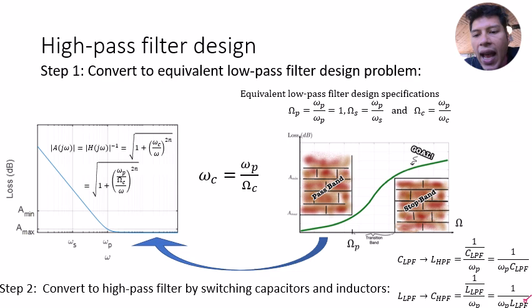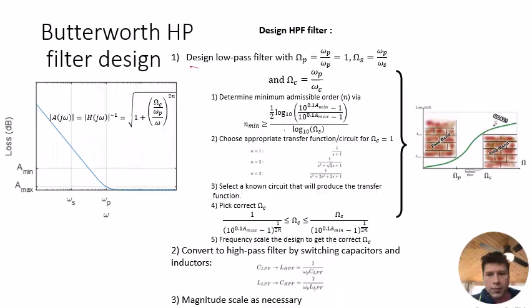Then once we have our design, all we have to do is convert it to a high-pass filter design. We use this formula to replace every capacitor and inductor with an inductor and capacitor respectively. So this is actually what you need to know, whether you believe anything I said in the previous slides or not. You just need to know how to apply this.